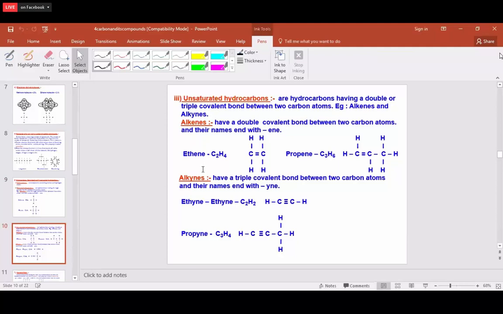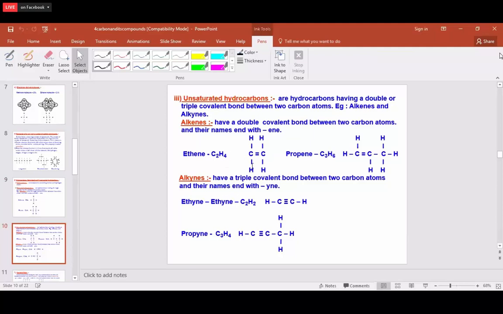There is no member called methene, because methane is the first member of the alkane family. But in the alkenes, ethene is the first member. Why is it not present? Because methane has only one carbon atom. Here, a double covalent bond has to be made. It cannot make the double bond with hydrogen. It has to make the double bond with another carbon atom. So that's why it is not present. The first member of the family is ethene because it has two carbon atoms and can make a double bond with the other carbon atom.